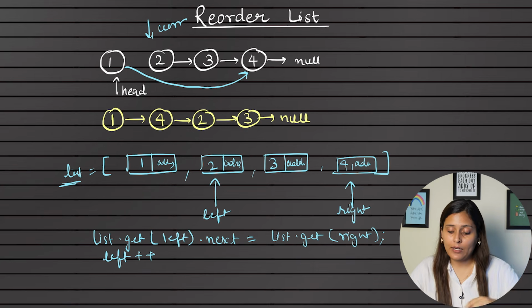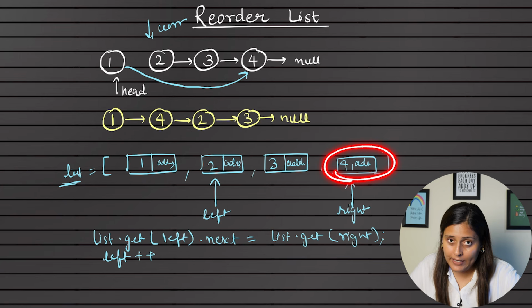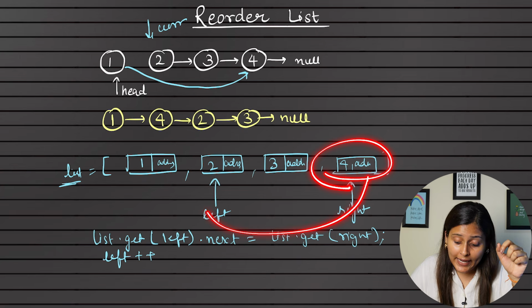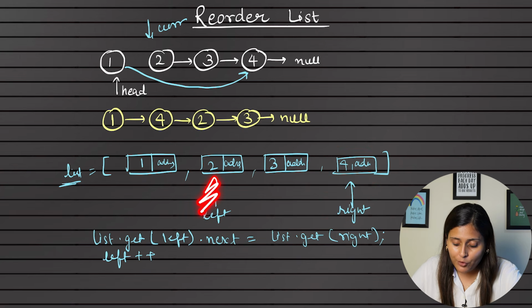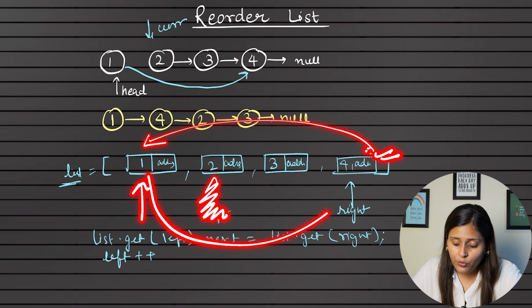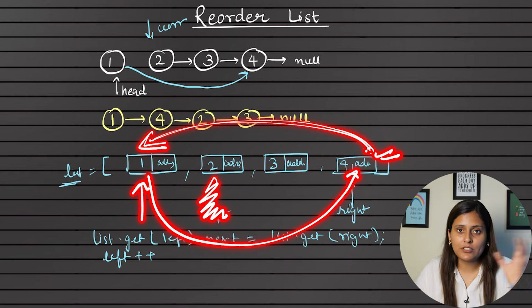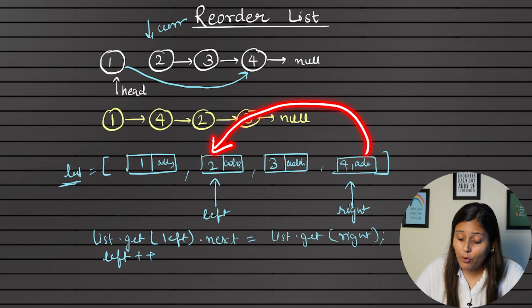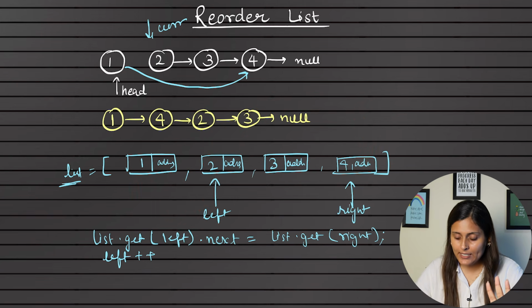Now we have to connect 4.next to this left, can I say? That is why we did left++ first before connecting right to left. Because if we had not moved, left was here, and if we connect 4.next to left, again it will say 1 connected to 4 and 4 connected to 1, so this will make a circular linked list, right? Hence we have to connect 4 with 2, so it's very important to move our left ahead. Is it clear?